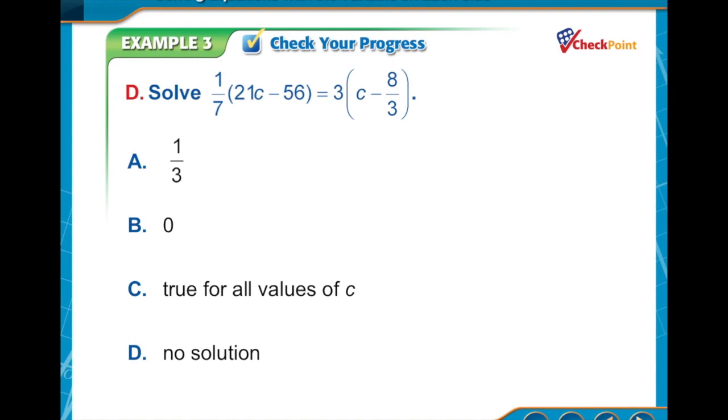3D. Quickly here, we need to also make sure we distribute again. So 1/7 of 21 is 3C. 1/7 of 56 is 8. 3 times C is 3C. 3 times 8/3 is just 8. So we have 3C minus 8 equals 3C minus 8. Hey, these are the same on both sides. Right away, boom, done. All real numbers. Any number will work for this because we have the same thing on both sides of the equation. So the answer should be C. It's true for any value of C. That's our answer for 3D.